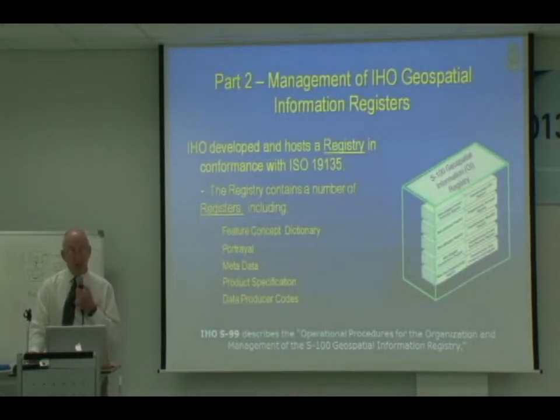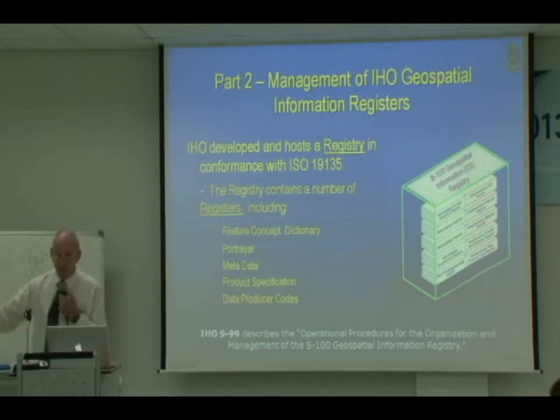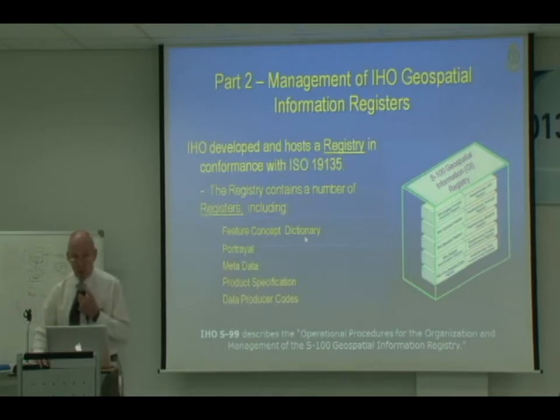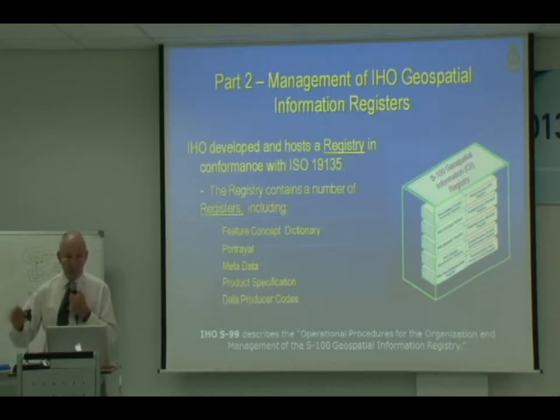Part two. There are geospatial information registers contained in the registry. This is in conformance with an existing ISO standard, so we're doing this based upon what others have already decided is a useful approach. And as currently planned or envisioned, the S100-based registry will contain at least these registers, something called a feature concept dictionary. All right, again, quick quiz. Feature concept dictionary. Did we have this in S57? Yes, no, maybe? We had something fairly close. What was it?